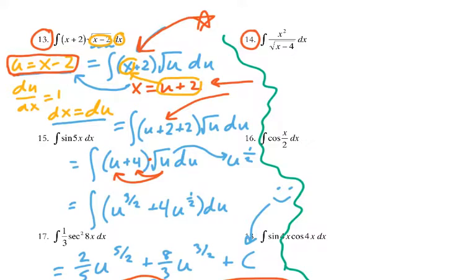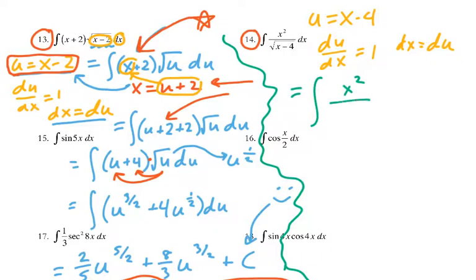All right, so I'm going to call my u the x minus 4 that was on the inside. Same steps, folks. All right, so let's plug everything back in and see how it looks. x squared over the square root of u now, and dx becomes du. There we go. Again, we're stuck though because the x is not eliminating. We're a little bit tricked here.